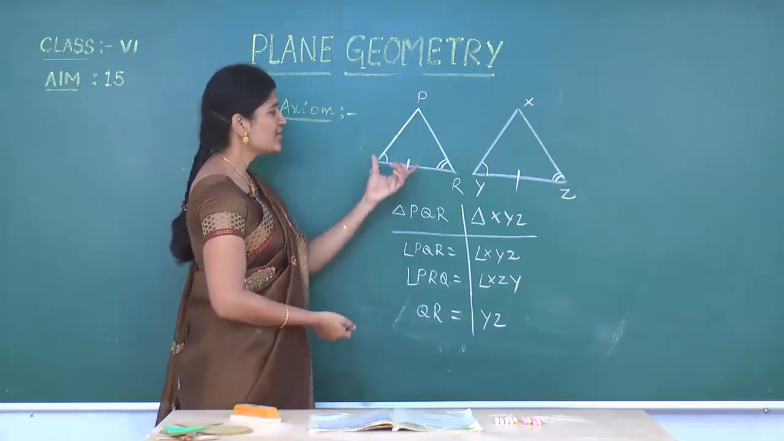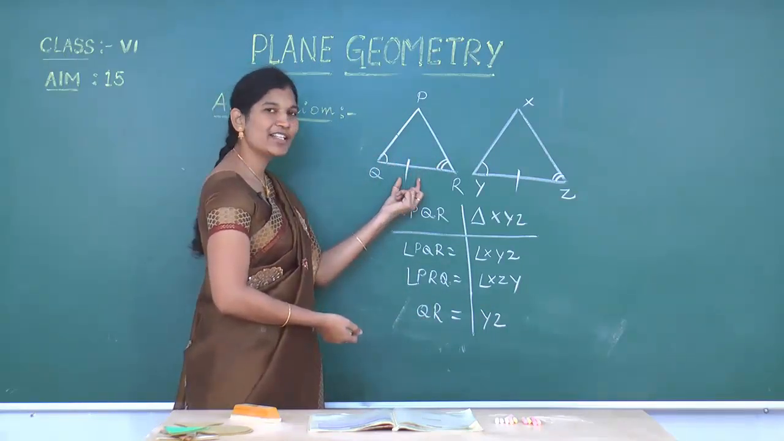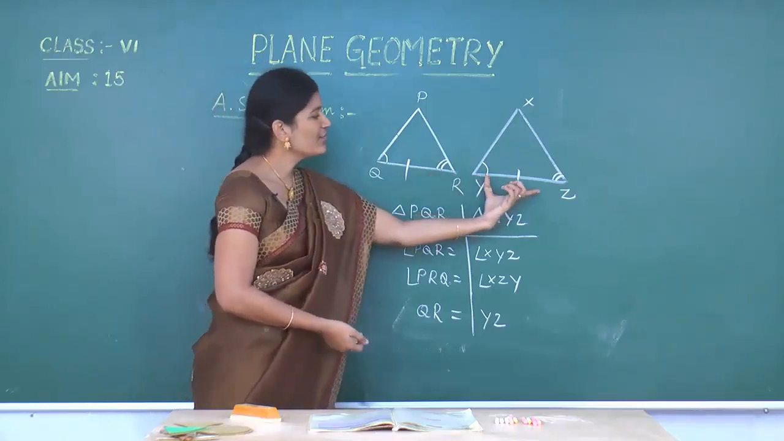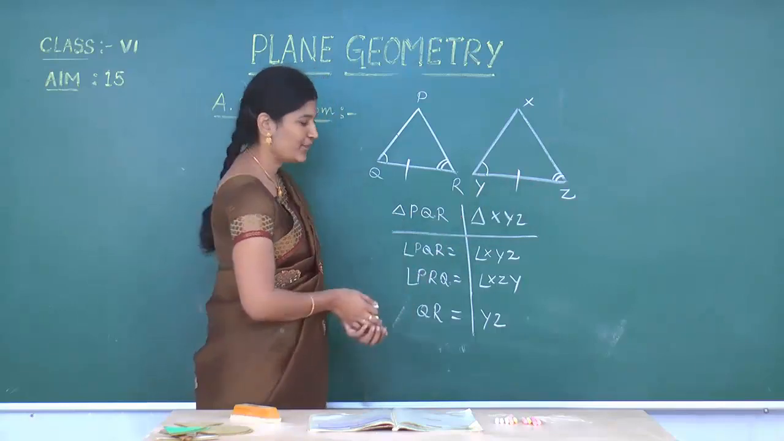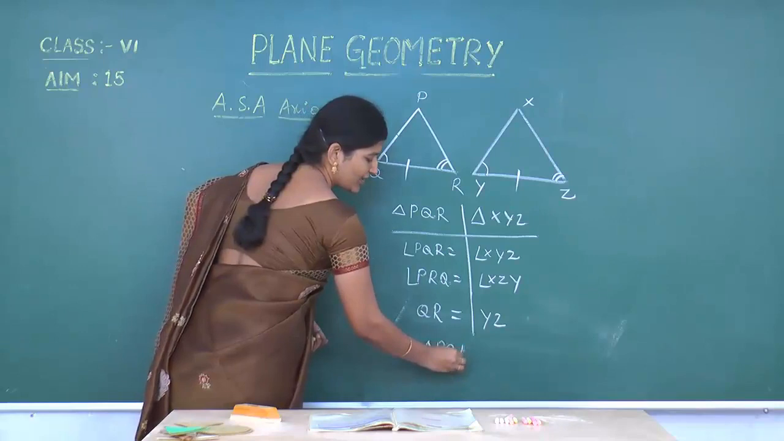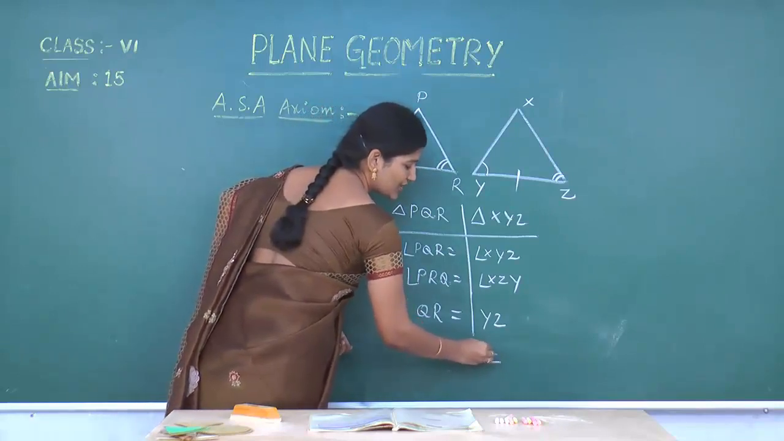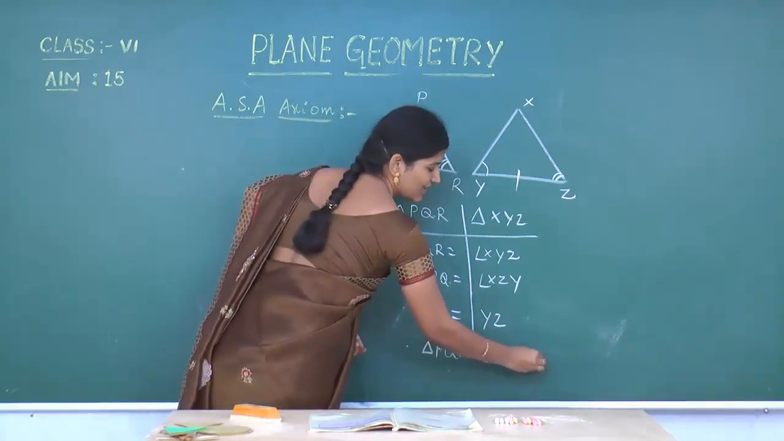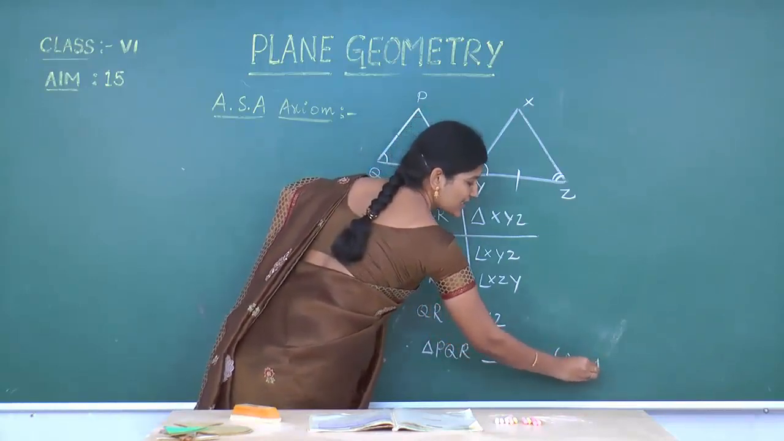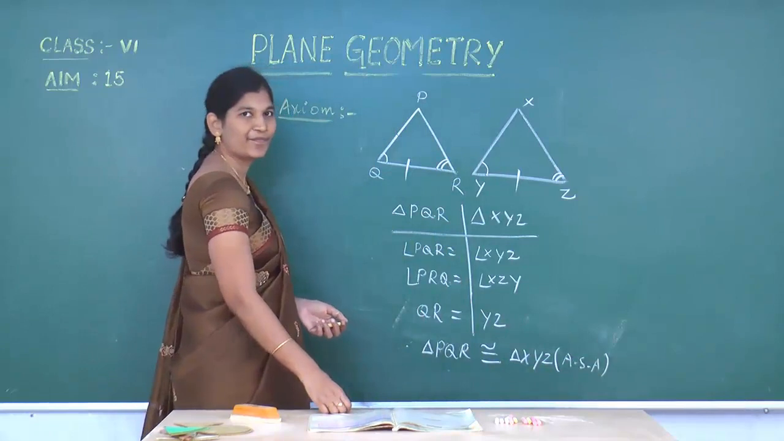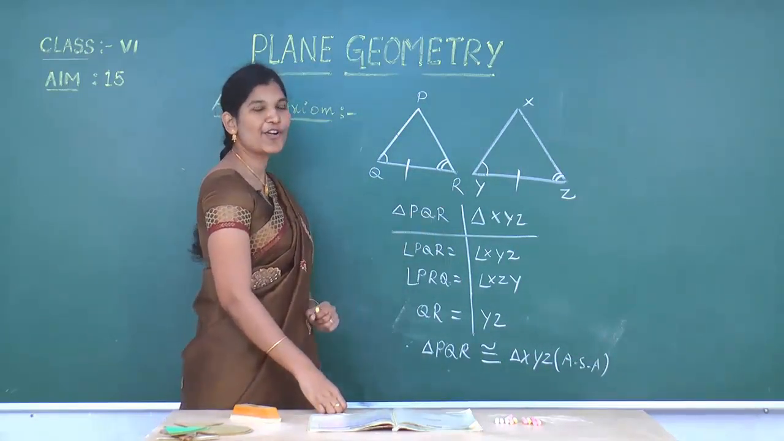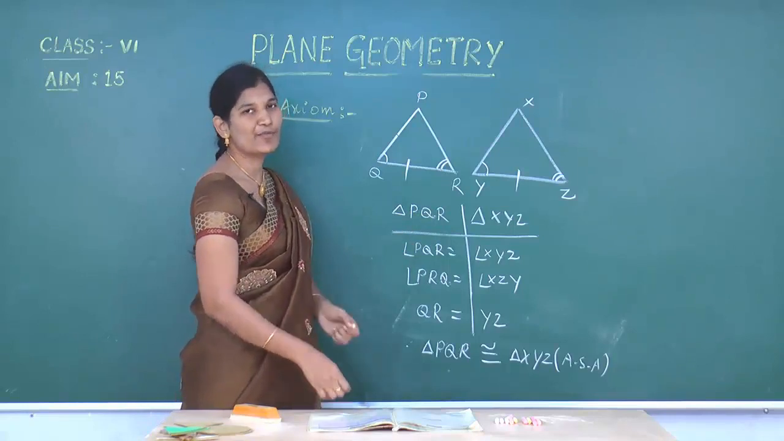Why? Because two angles and included side of the first triangle are correspondingly equal to the two angles and included side of the second. So therefore we can say triangle PQR is congruent to triangle XYZ. By which axiom? ASA. In this way we can say these two triangles are congruent. Let me go with one more axiom.